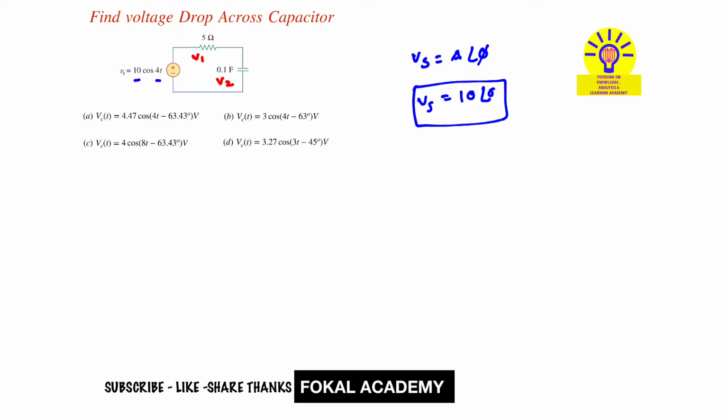In the circuit, for the resistor the impedance is Z1 and for the capacitor the impedance is Z2. For a resistor, the impedance is R only. For a capacitor, the impedance is 1 by SC. So Z1 equals 5 ohms and Z2 equals 1 by S into C, where C is 0.1 farad. So S means j omega.